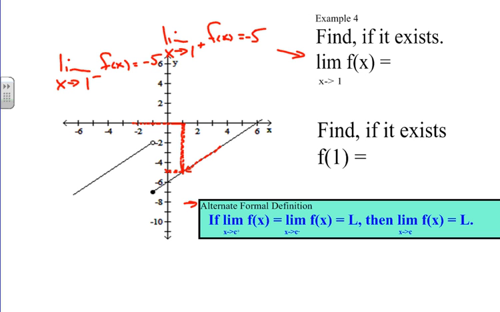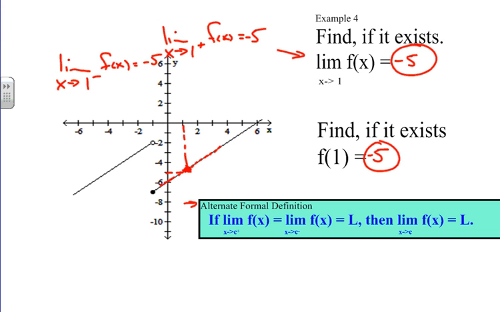We can also look on the graph itself. Here is that 1. As we get closer to 1, it is going to that -5 value. So we are going to -5, and it does exist because that's the value it's approaching. Find if it exists at f of 1. Well, what is f of 1? f of 1 is the actual value. Well, that actual value happens to be -5 as well.